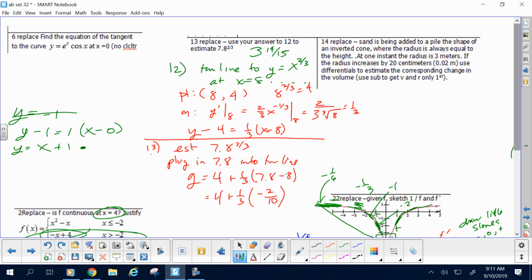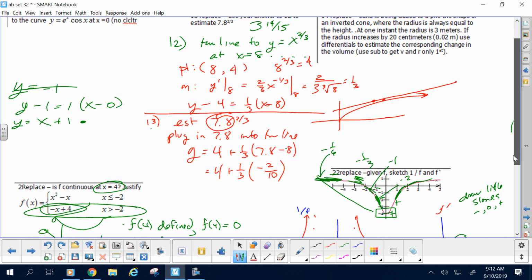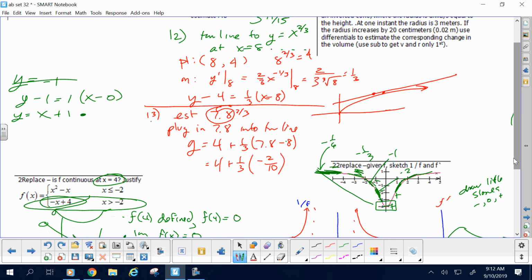What's that? We're putting 7.8 into the line. So the idea is the curve looks like this, the line looks like this, and at 7.8, they're pretty close. So yeah, the 7.8 is just the x value, all you're plugging in. That's a good question. Now, I didn't even think about it. That would be logical, but yeah, we're just using our line to estimate. So that's where I'm getting my answer of 3 and 14/15.